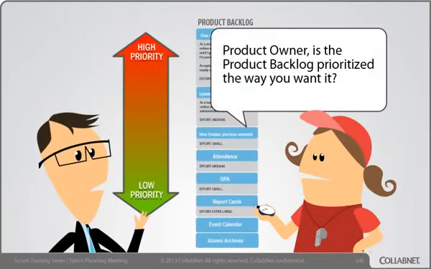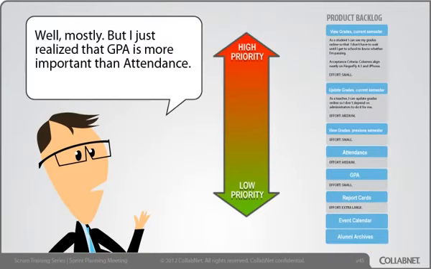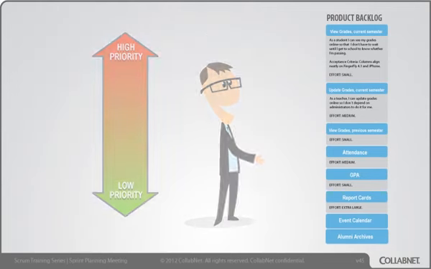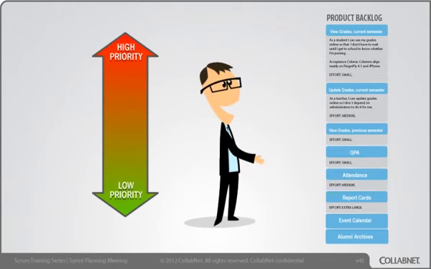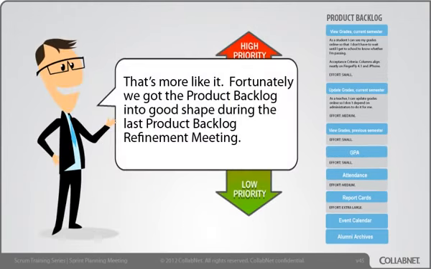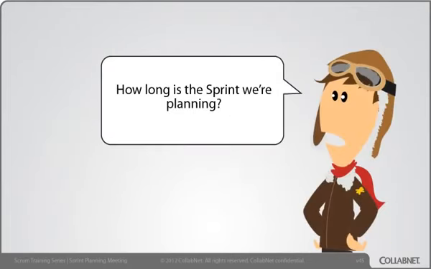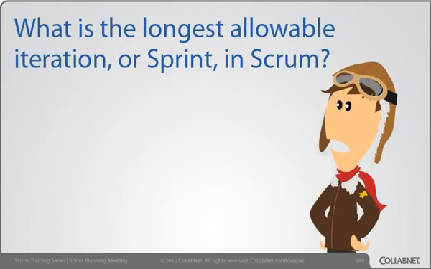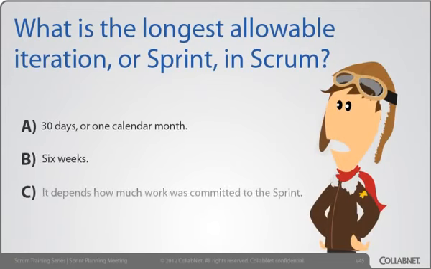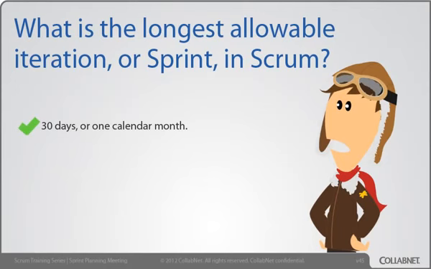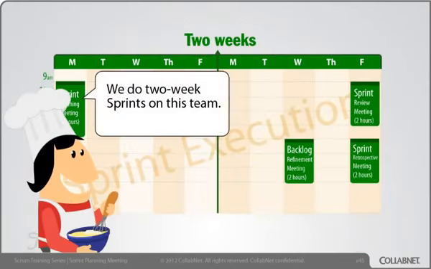Product owner, is the product backlog prioritized the way you want it? Well, mostly, but I just realized that GPA is more important than attendance. That's more like it. Fortunately, we got the product backlog into good shape during the last product backlog refinement meeting. How long is the sprint we're planning? We do 2-week sprints on this team.